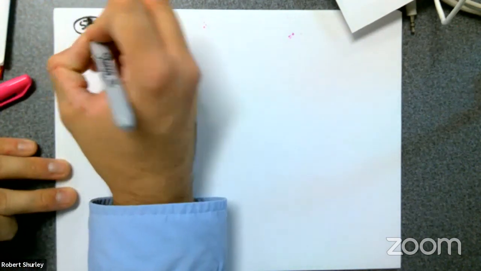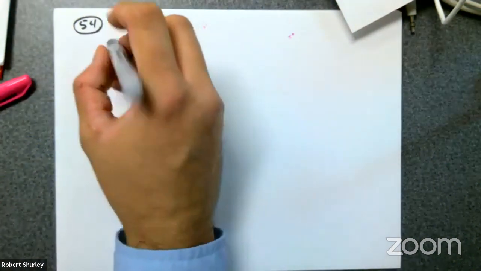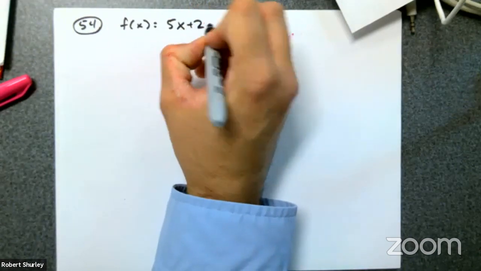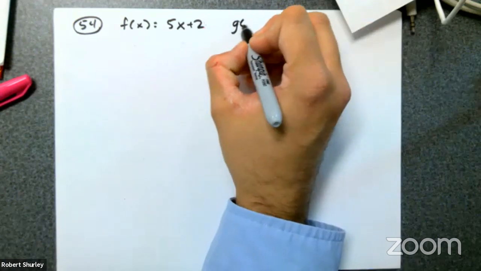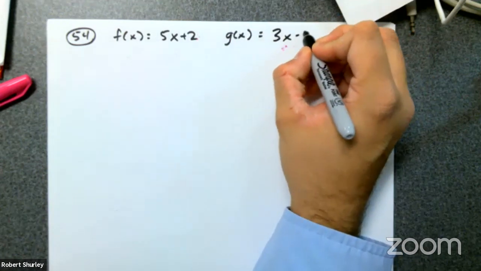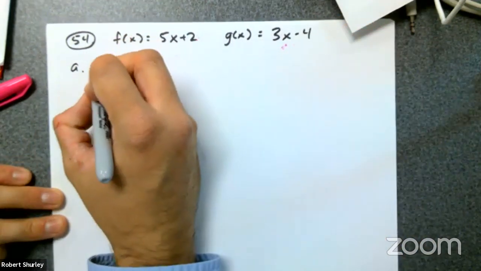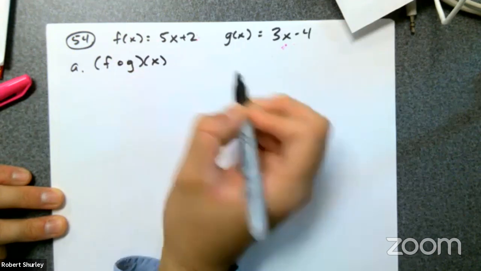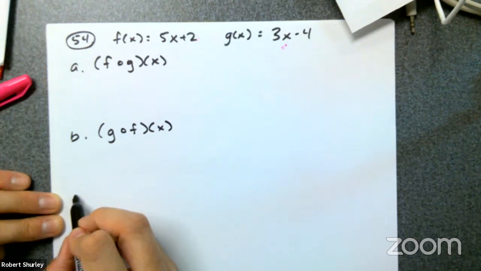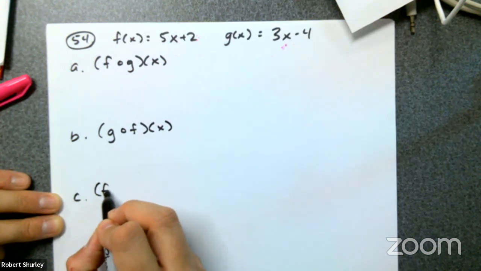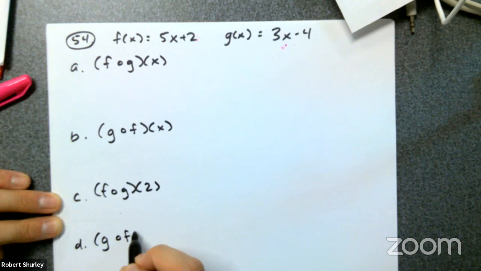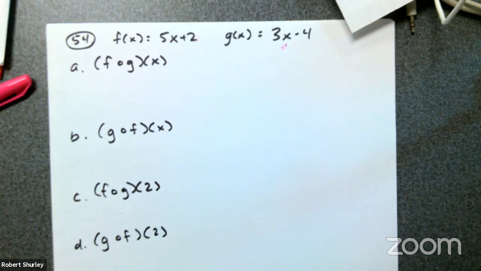54 has the same a, b, and c, but f of x is 5x plus 2, and g of x is 3x minus 4. A, they want you to find f composed of g of x. B, they want you to find g composed of f of x. C, they want you to find f composed of g of 2. And D, they want you to find g composed of f of 2. I want you to try those.